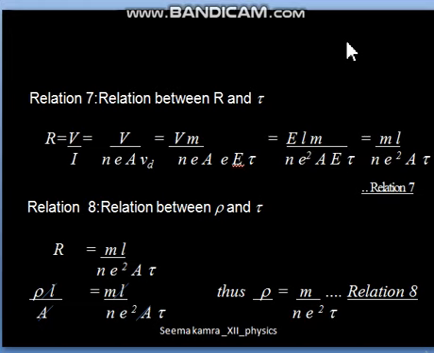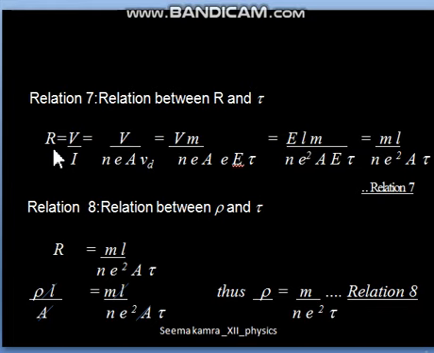Students, now we will continue finding out the relations of this unit. We have till now completed the relations of drift velocity, current and mobility. So overall there were 6 relations derived. Now because we have understood the resistance part, we will now be deriving the relation of R in terms of the basic quantities. So relation 7 is the relation between R and relaxation time (tau).